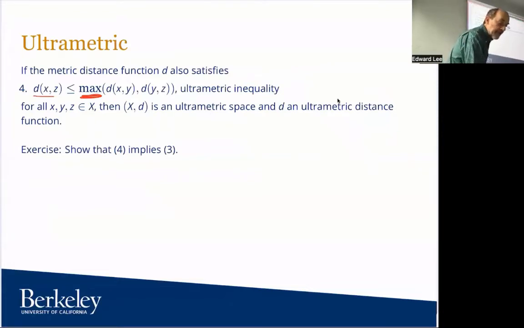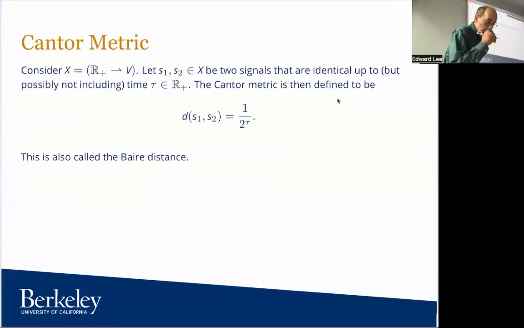If you have a distance metric that satisfies this property, it will also obviously satisfy the triangle inequality, right? Because the maximum will always be less than or equal to the sum of two non-negative numbers. Okay. Now, here's the mind-blowing part.